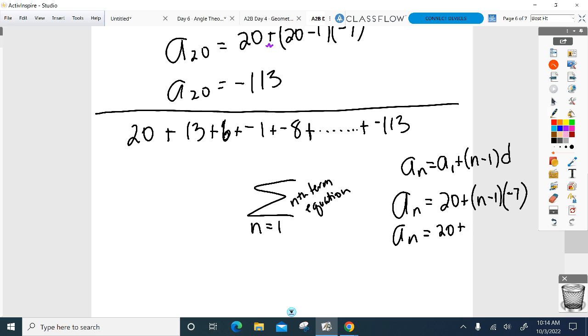All right, we're going to clean this up by distributing the negative 7. I know I'm going fast here, but we have done this. Distribute it. So we end up with minus 7n plus 7. So the nth term equation is going to be negative 7n plus 27. When I combine my like terms, that's what's going to go to the right side of the sigma here.